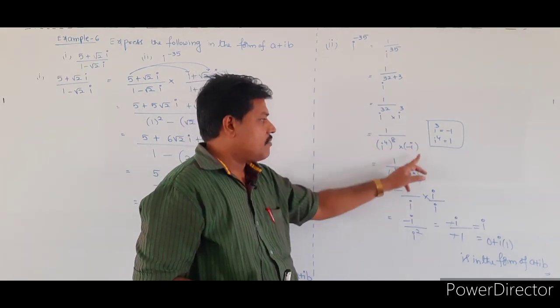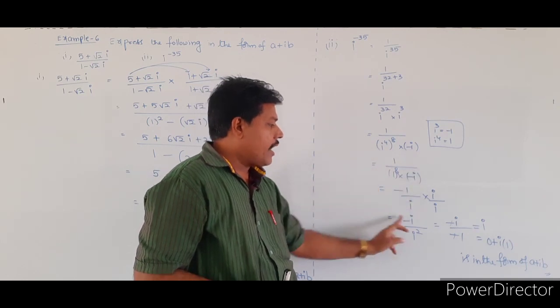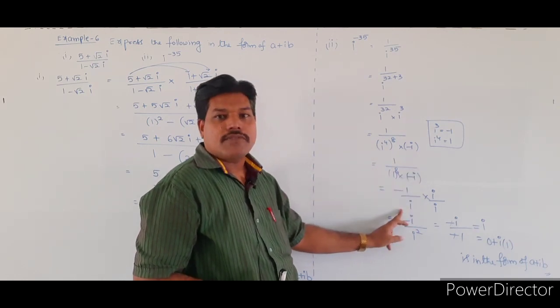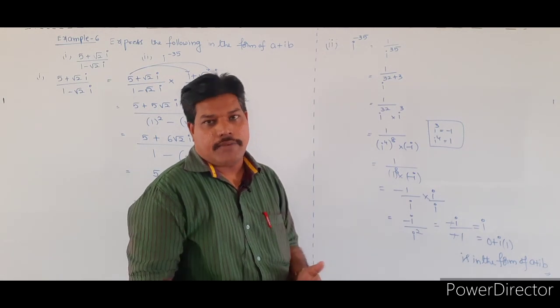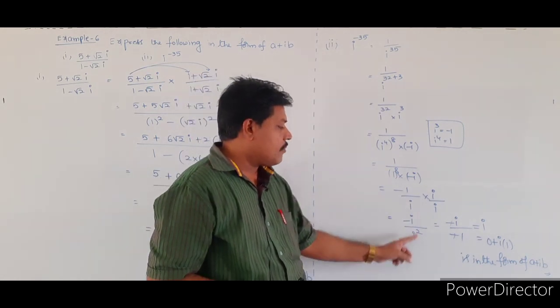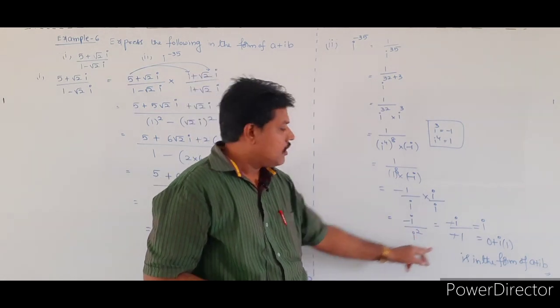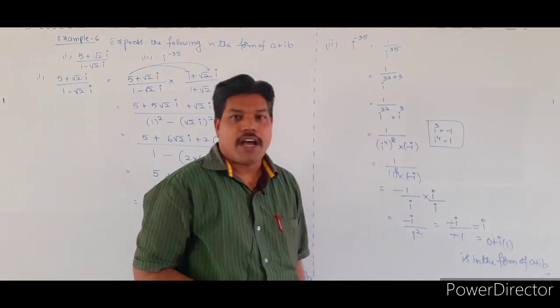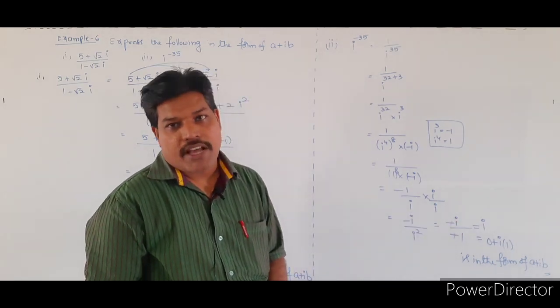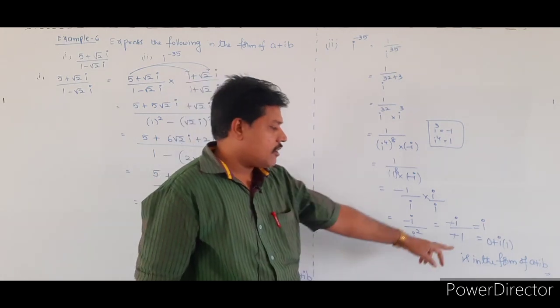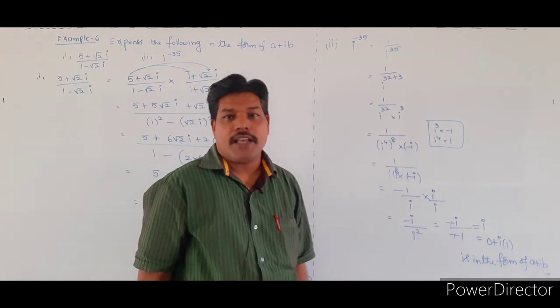So the i cube value is minus i, so this value will become minus 1 by i. After getting this value, just multiply and divide with i. So what happens? Minus i by i square. The i square value is minus 1, so minus and minus will be cancelled. It will become i. i is only purely imaginary, so purely imaginary is nothing but the form a plus ib.